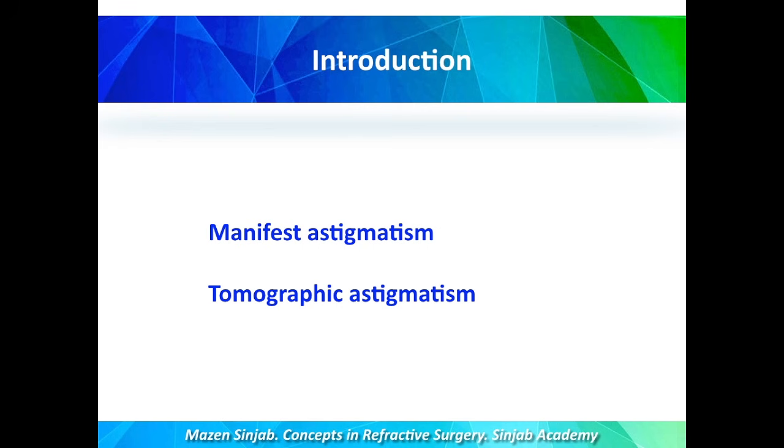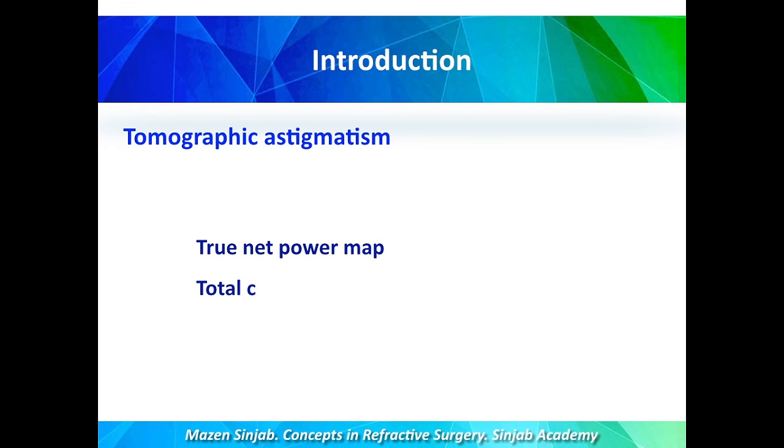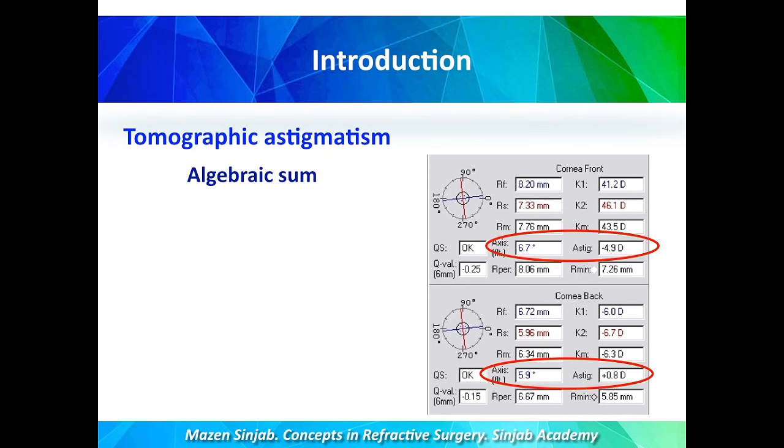What about the tomographic astigmatism? The tomographic astigmatism can be measured in three ways: true net power map, total corneal refractive power map, or the algebraic sum of the amount of astigmatism of the anterior and posterior corneal surfaces. The easiest way is to calculate the algebraic sum. We look at the amount and axis of astigmatism on both anterior and posterior corneal surfaces. The axis of both anterior and posterior astigmatism should be parallel in order to be able to calculate the algebraic sum, as in this example.